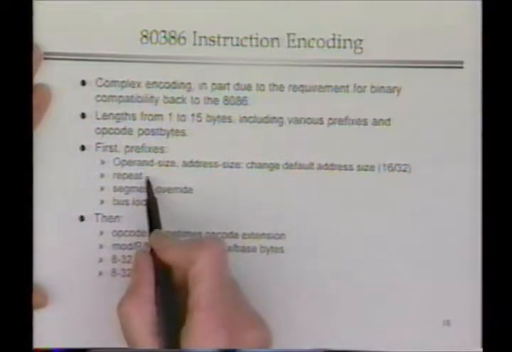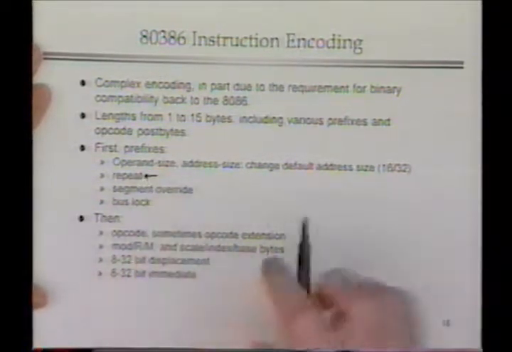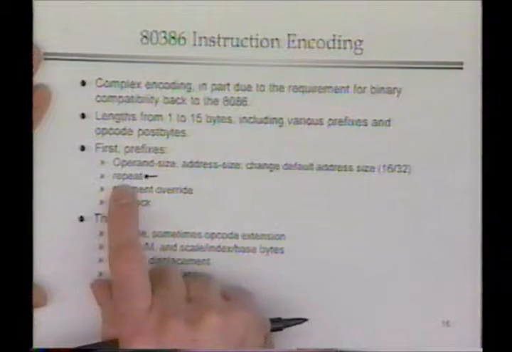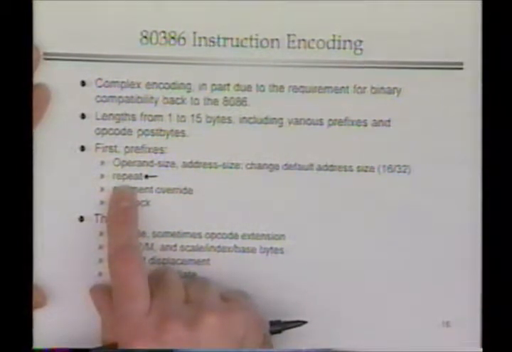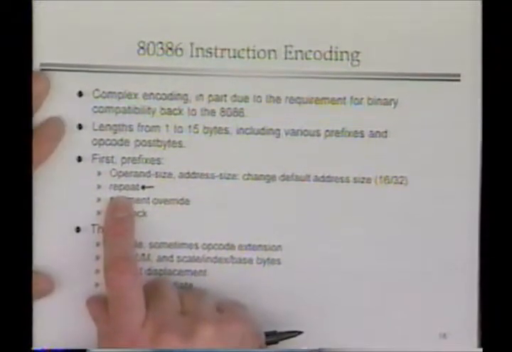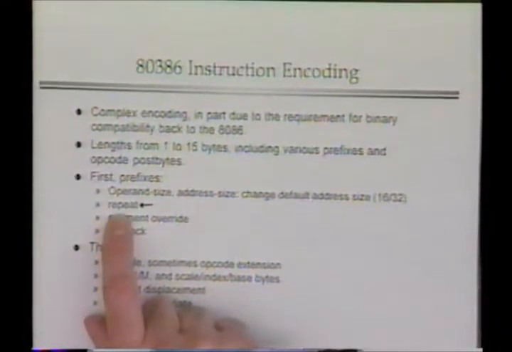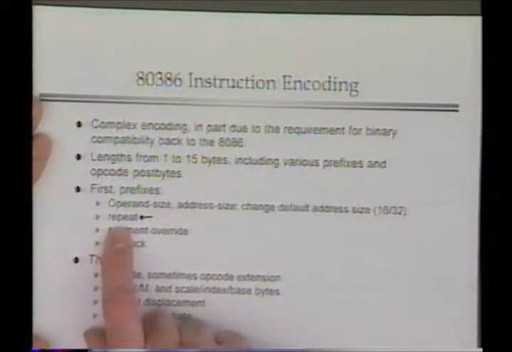Well, one of them we've just talked about. It's this repeat prefix that basically says whatever the following instruction is, keep executing it until CX becomes 0. And that gives you a way to take string instructions that operate on a single byte and make them the multi-byte instructions.